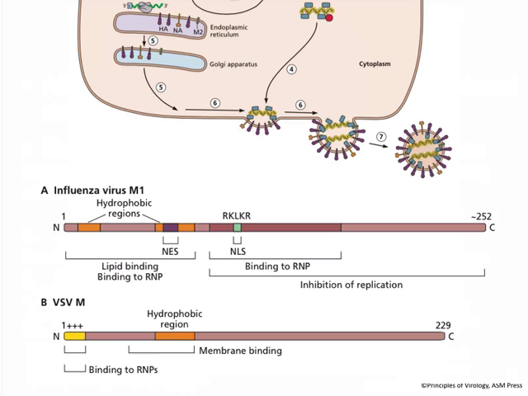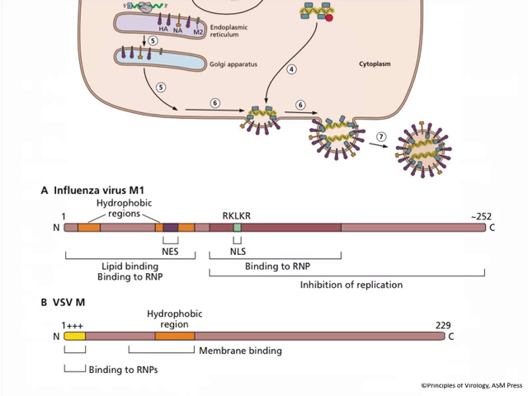Here's a nuclear localization signal. So when this protein is made in the cytoplasm, it's got to get in the nucleus, and that's the signal that does that. There's a nuclear export signal, NES. Once it's in the nucleus and it's grabbed the RNA, it's got to go out again, so that's how it does that. And these two bracketed areas are very important. You can see they're both important for binding to the RNP. So if you delete these areas or make mutations in them, this M protein will no longer bind the RNP, will no longer bind the RNA.